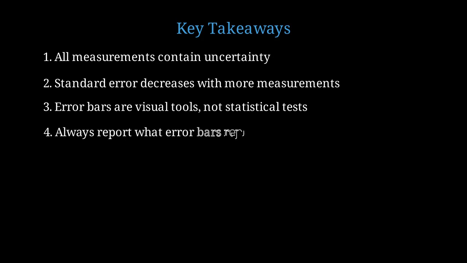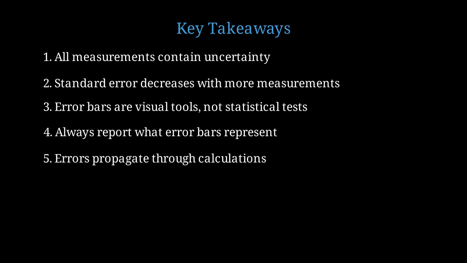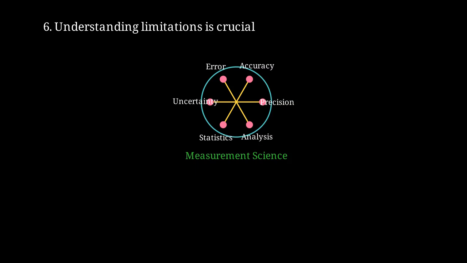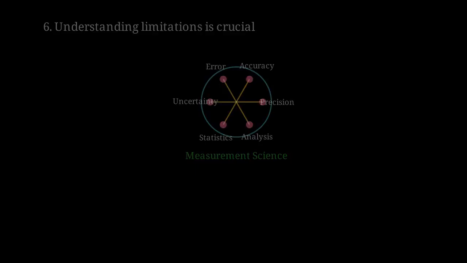Key point 4. Always clearly report what your error bars represent in your figures and text. Key point 5. When you calculate with measured values, errors propagate according to specific mathematical rules. Key point 6. Understanding the limitations of error analysis is just as important as knowing how to calculate errors. Measurement science connects precision, accuracy, error, uncertainty, statistics, and analysis into a coherent framework for understanding our experimental results.